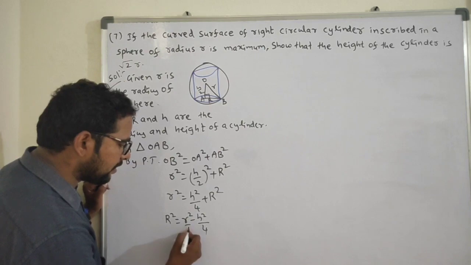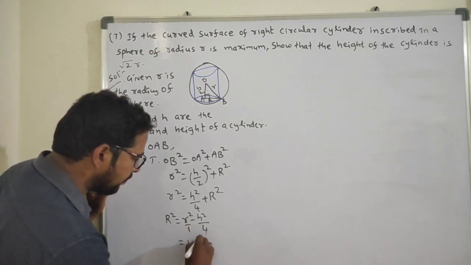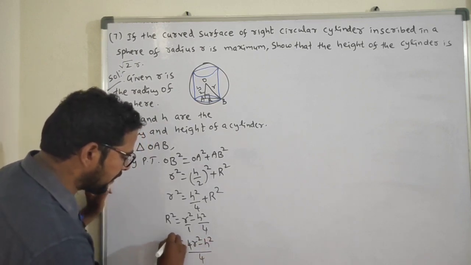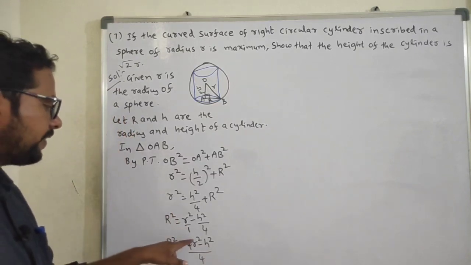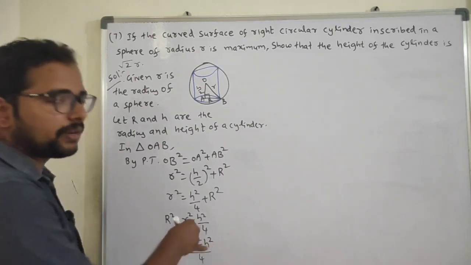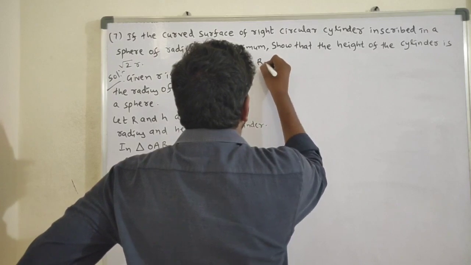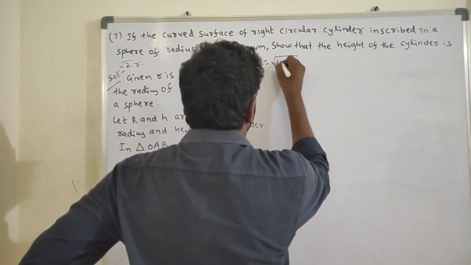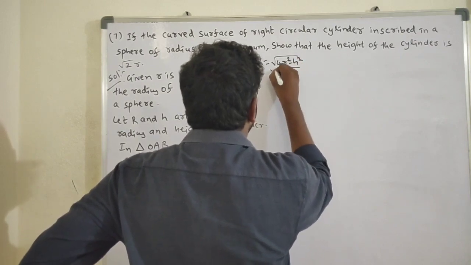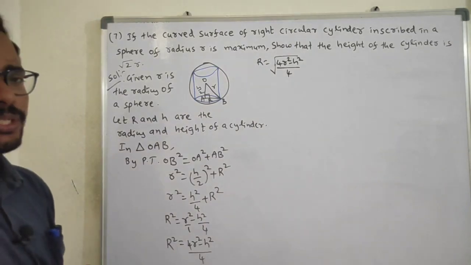So take the LCM here. LCM of 4 comma 1 is 4 only. So 4r square minus H square by 4. This is capital R square. R square is equal to 4r square minus H square by 4. So capital R is equal to under root of 4r square minus H square by 4.